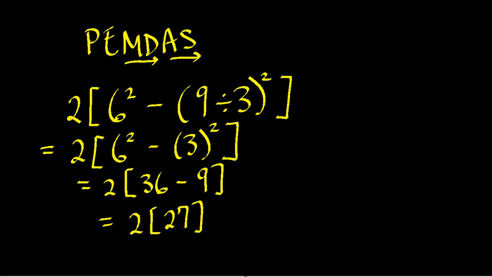And brackets and parentheses are treated the same, meaning when you come up with the answer inside, if there's a number right up against it, it's an implied multiplication. And 2 times 27 is 54. So that'll be the final answer to this one. One last example.